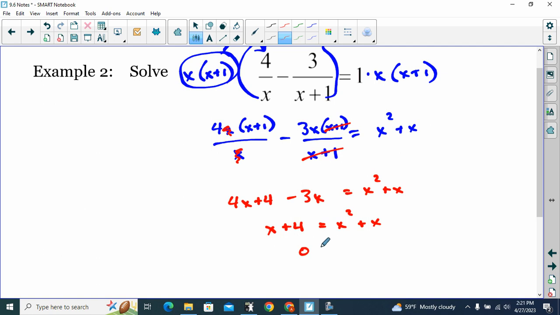Get our equation equal to 0. Minus x, those cancel. Now you've got options. You could solve by square roots because we don't have any x's. You could bring the 4 over and square root both sides. Or you could factor, that's a difference of squares. And we get x equals 2 or x equals negative 2.